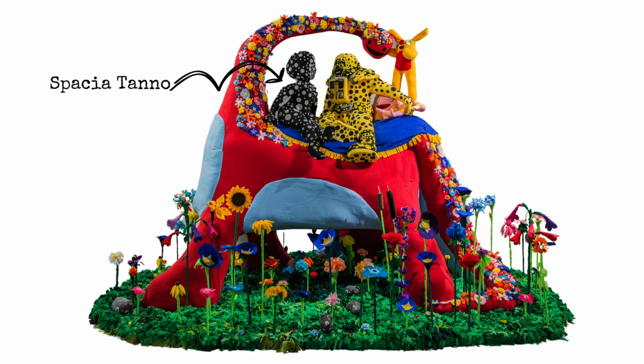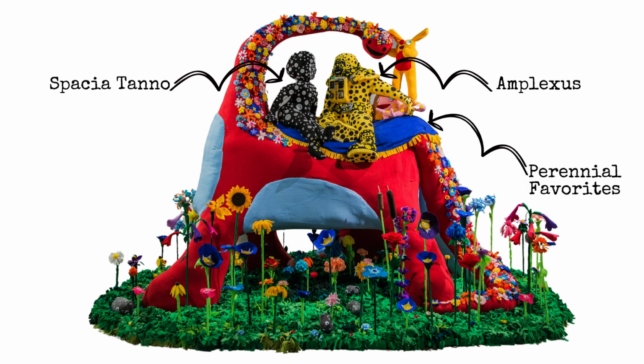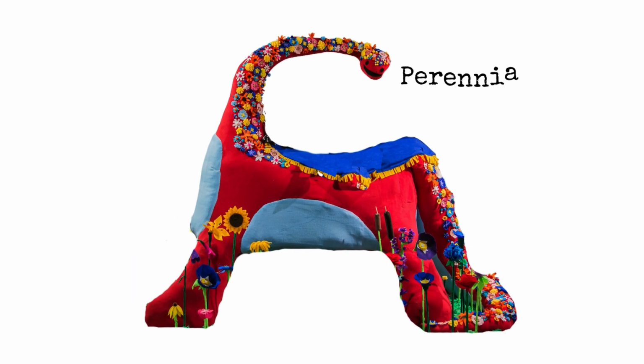Spaziatano is the black and white polka dot character, and she is a hero who has freed many people from a dictator. Spaziatano has saved her boyfriend Amplexus, the yellow and black polka dotted character, and together they're riding off into the sunset on the back of a dinosaur named Perennial Favorites. So very much like the Disney-esque scene, Choi thought that the dinosaur was the perfect chariot, if you will, for this pair. We do know a little bit more about Perennial Favorites, though, the dinosaur character.